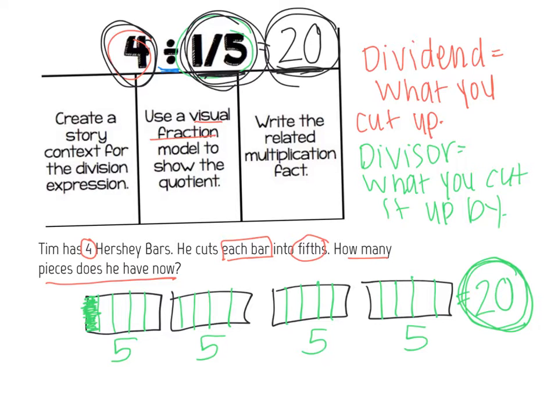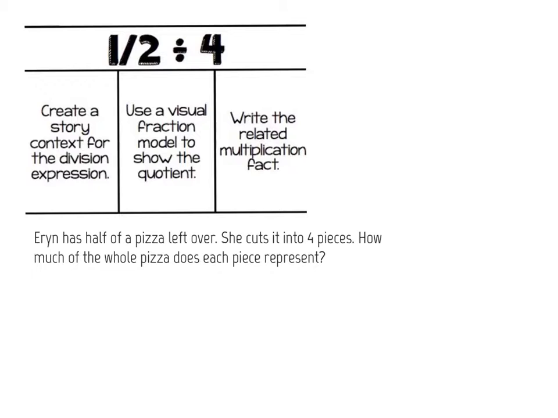Now we're going to try another problem. If you look over here, I have 1/2 divided by 4. And the story problem that I created is down below. So let's again use our cubes method of problem solving to read through the problem to figure out how we're going to solve it. It says Erin has half of a pizza left over. She cuts it into 4 pieces. How much of the whole pizza does each piece represent?